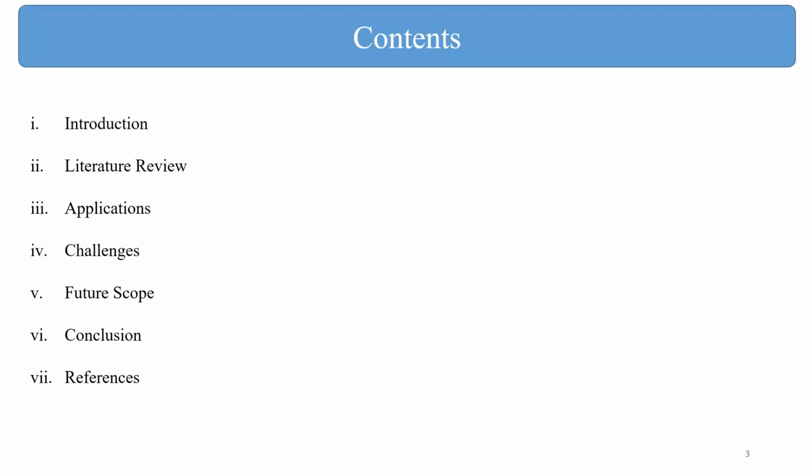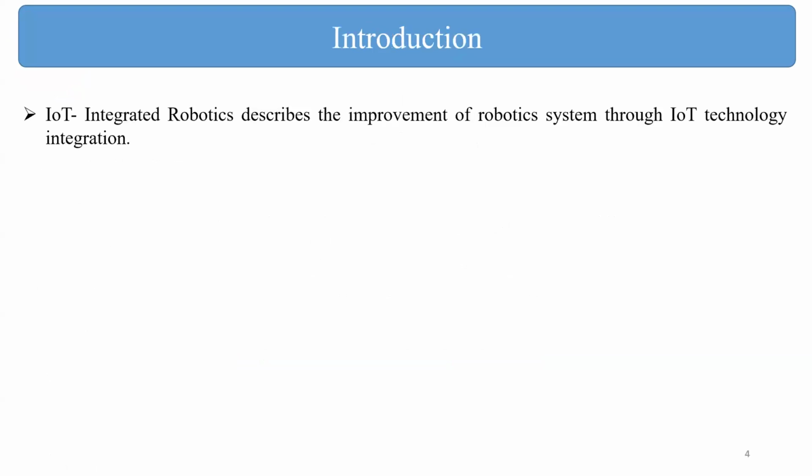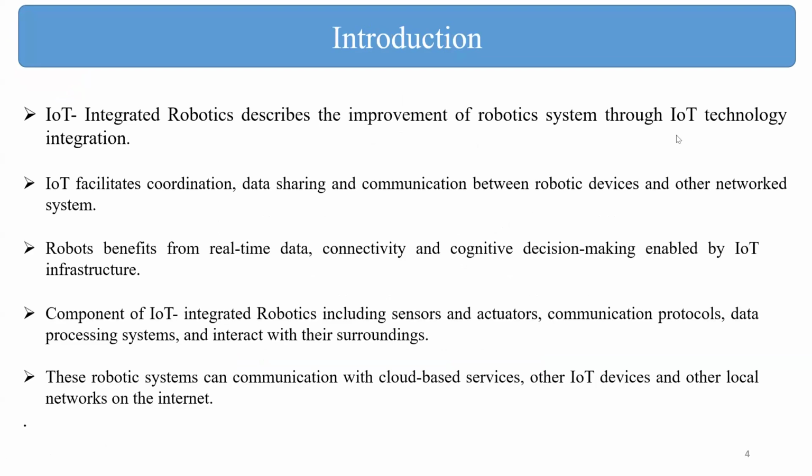The content of the presentation is introduction, literature review, application, challenges, future scope, conclusion and references. Introduction: IoT integrated robotics describes the improvement of robotic systems through IoT facilities, coordination, data sharing, and communication between robotic devices and other network systems. Robots benefit from real-time data, connectivity, and cognitive decision making enabled by IoT integration.